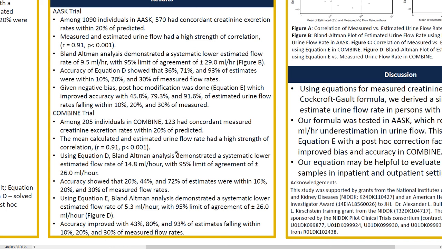Again, estimated and measured urine flow rates were highly correlated with each other. Using equation D, the Bland-Altman analysis showed that we had a negative bias of 14.8 milliliters per hour, actually worse than our initial study in ASK. Accuracy was worse as well, with 20% falling within 10% of predicted. However, when we used equation E, the bias improved to 5.3 milliliters per hour, and accuracy improved as well, with now 43% falling within 10% of measured, and 93% falling within 30% of measured.